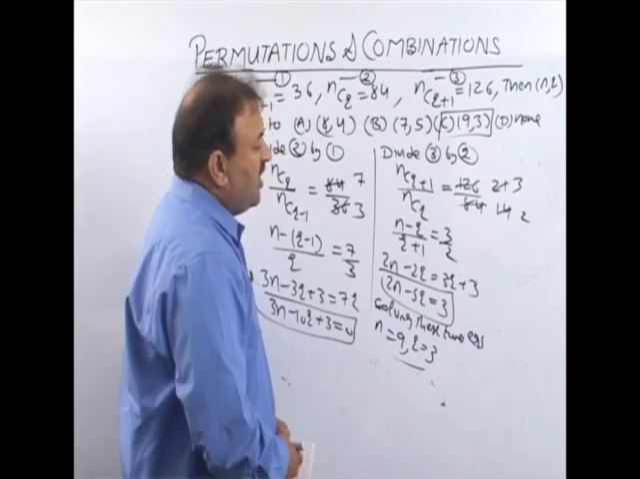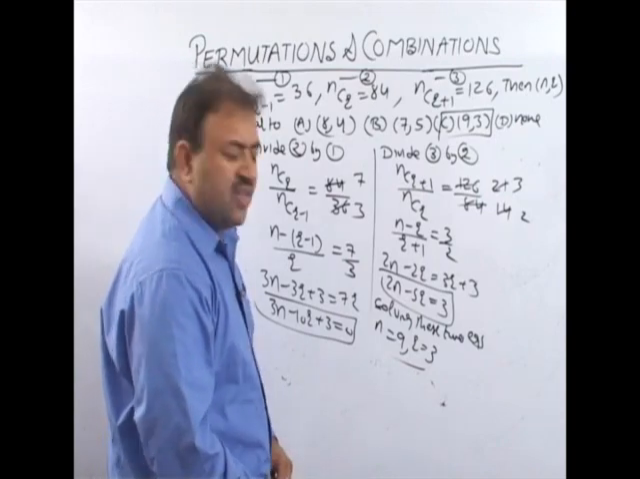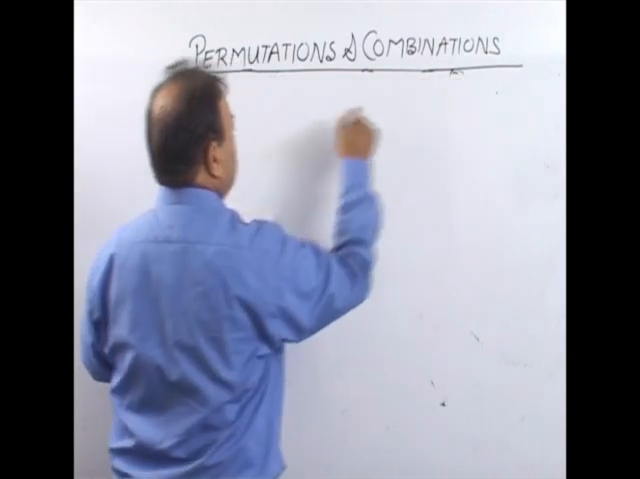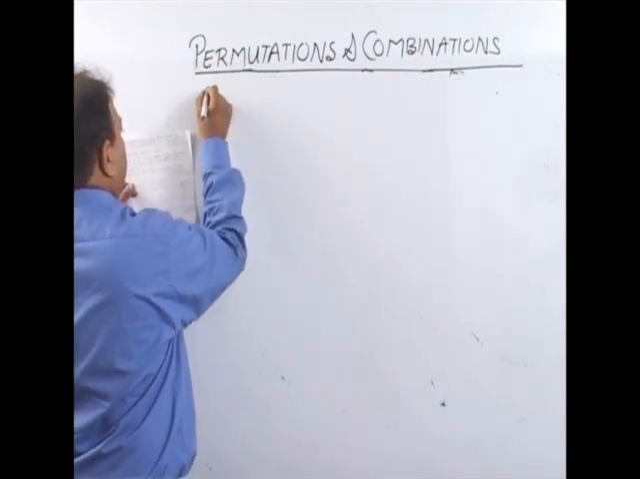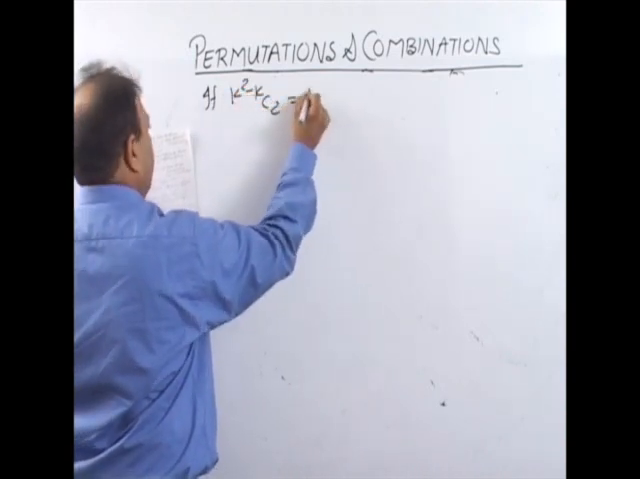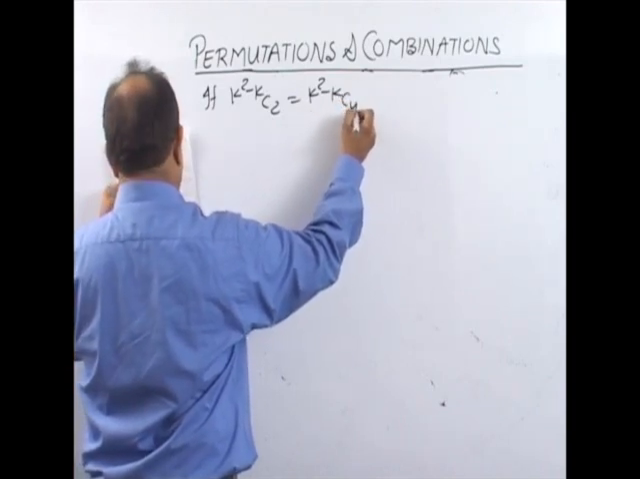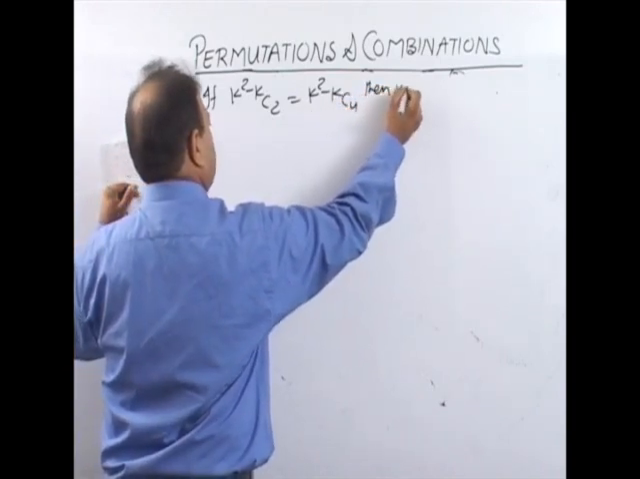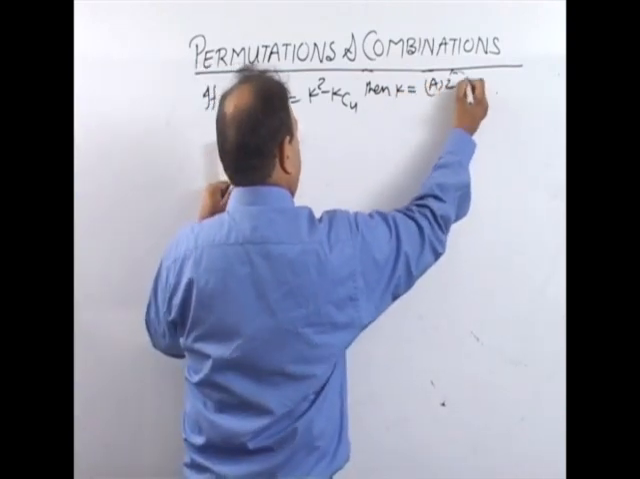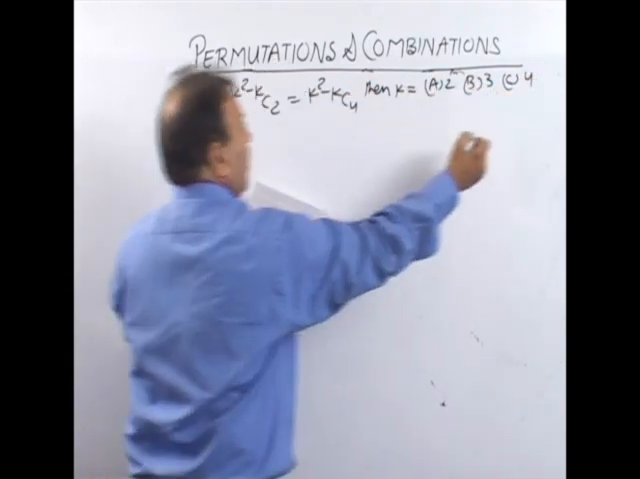So this is a convenient method. If we adopt the division method in the question, the question becomes quite easy for us. Next question based on binomial coefficients or nPr: if k square minus kC2 is equal to k square minus kC4, then k is equal to what? Options given: A is 2, B is 3, C is 4 and D is none.